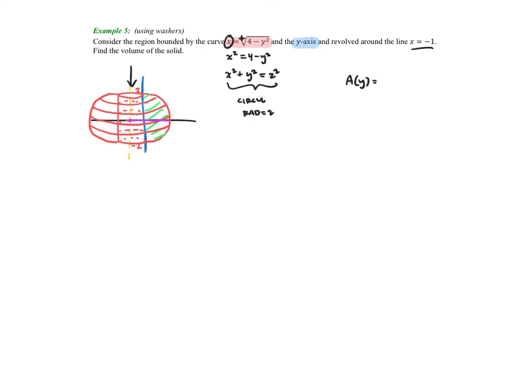So let's consider what this really is. This is f of y, right? The distance from the y-axis to this red function right here is going to be x in terms of y, which is this. And then I'm going to add 1 to it. So I'm really taking this function x minus a negative 1, right? I'm adding 1 to it. So that's going to be big R.